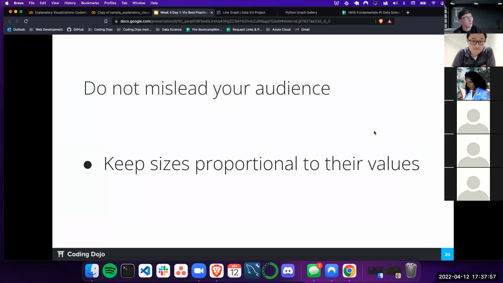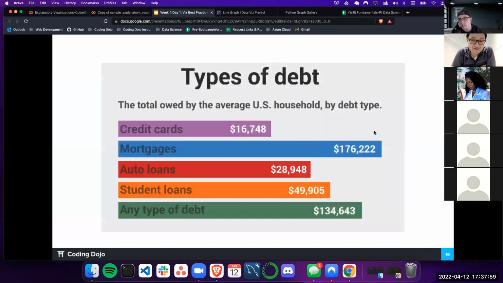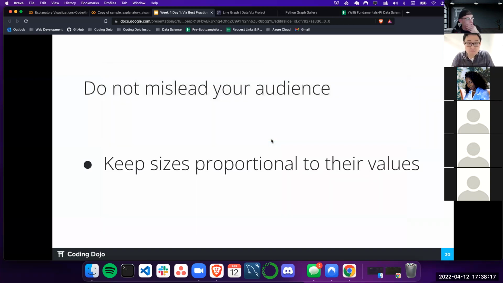We don't want to make it seem like mortgages are no big deal. If this was trying to sell a mortgage, this sort of sells that a mortgage is no big deal, that it's not that much debt, but most people have this. When if we were to really chart this, mortgage would be way higher than credit cards. So make sure that we keep our proportions and our values.